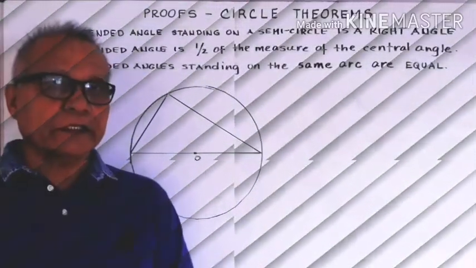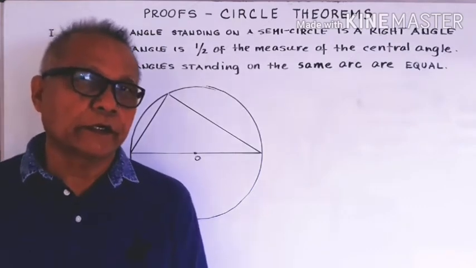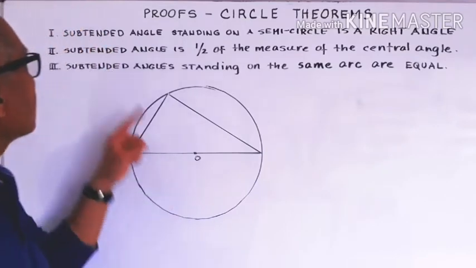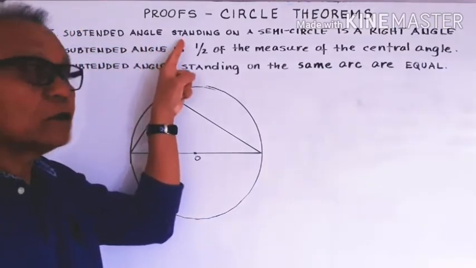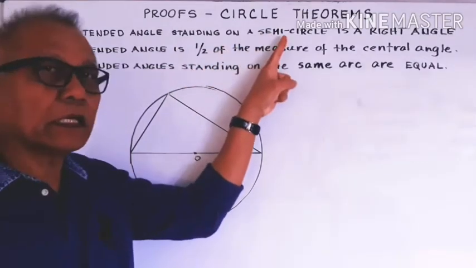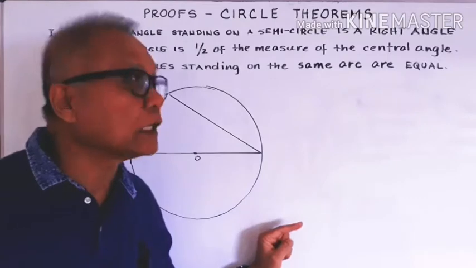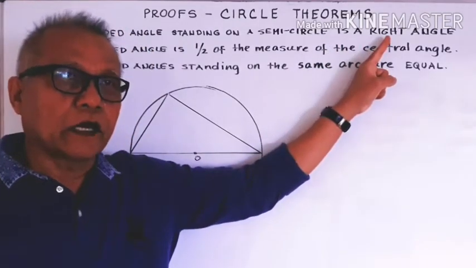Good morning, learners. Today we are going to study the proofs of three theorems. And what are these three theorems? The first one is this: the subtended angle standing on a semicircle or on the diameter of our circle is a right angle.